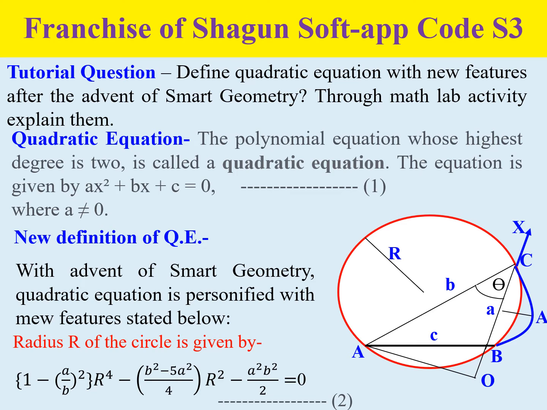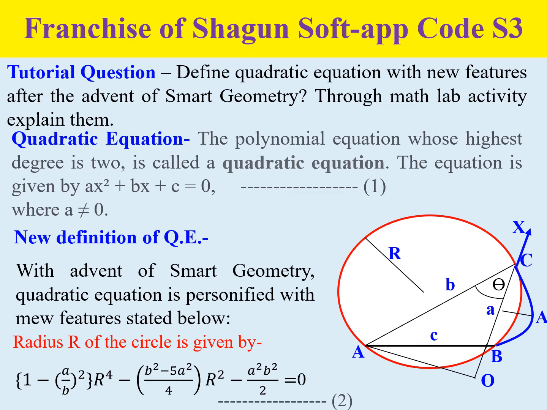With the advent of smart geometry, the quadratic equation is personified with new features stated below. Refer to the figure on the screen. Let BC be a chord of length a of a circle having radius r. The locus of point A from C to B is a circle of the radius r, and the locus of point A from B to C is a parabola. The chord BC is common in the circle and the parabola. The radius of the circle from B to C is given by the equation shown on the computer screen.